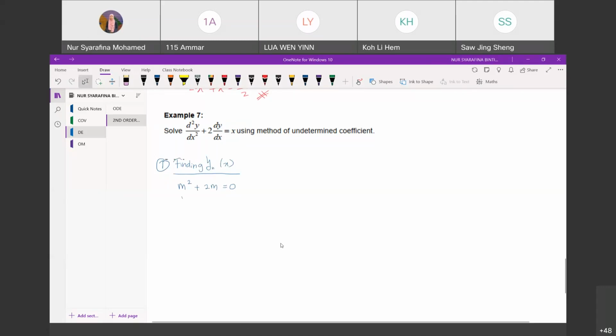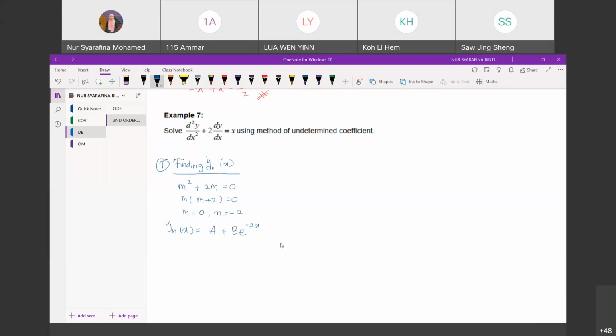m equals 0, m equals -2. So your YH equals A e to the power of 0, which is A, plus B e to the power of -2x. So this is your YH.